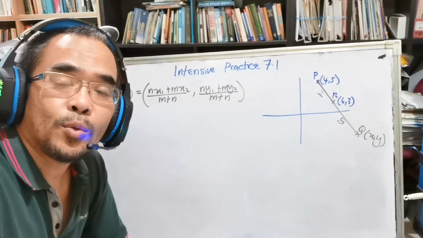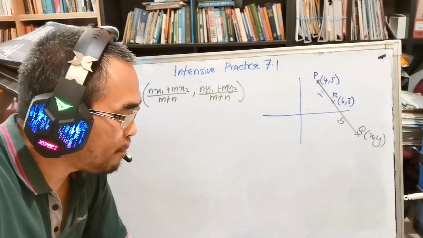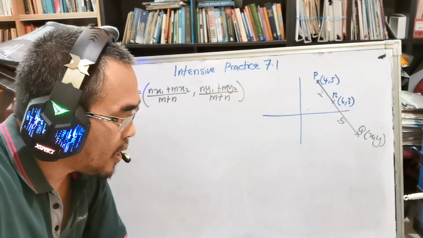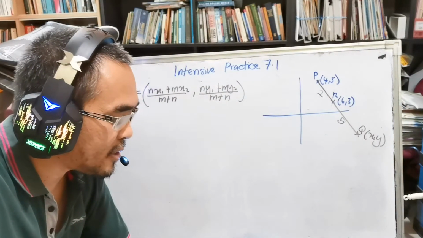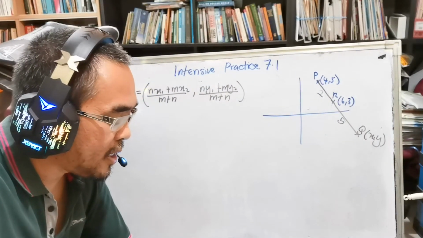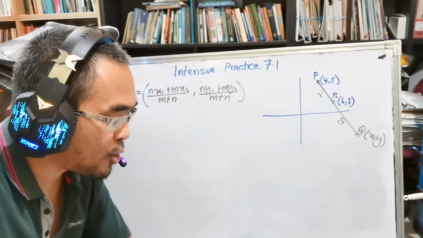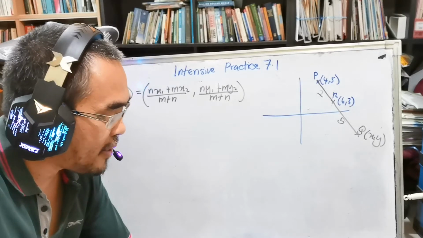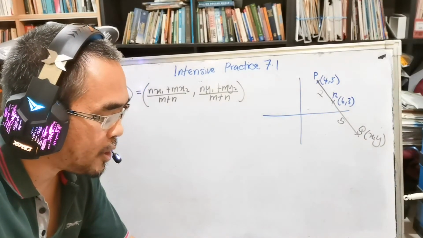Now we are going to do intensive practice 7.1 question 2. Let me read the question. If the point R (6, 3) divides the line segment from P, which is (4, 5), to Q, which is (x, y), in the ratio 2 to 5, find (a) the coordinates of Q and (b) the coordinates of the midpoint of PQ.